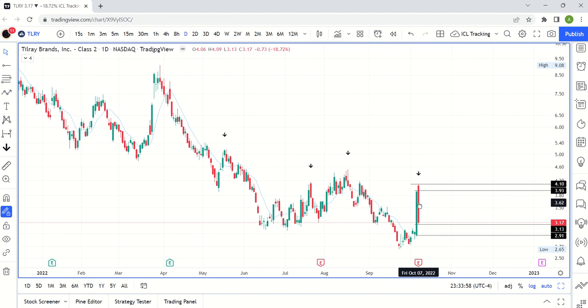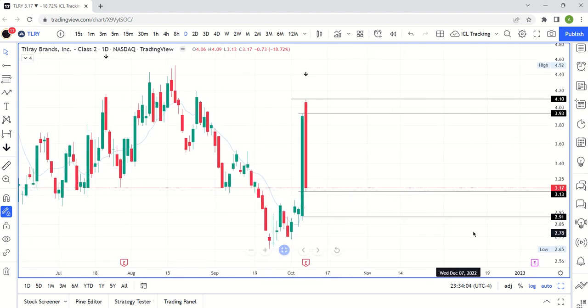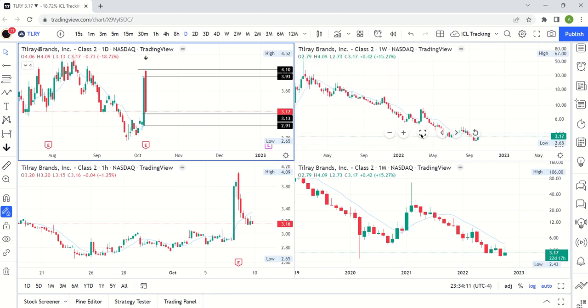Basically, there were four stocks in the marijuana sector that did not completely give everything up. In this case, this didn't give it up. We need to go below the 2.91 area, and we're going to see what happens on Monday. And then let's look at the weekly chart.